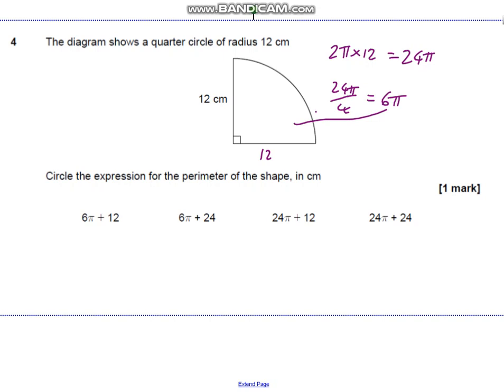So that's this bit, this bit here is 6 pi, these bits are both 12, and so it's 6 pi plus 24. Sometimes you can get multiple choice questions just thrown randomly within a test or within a paper.